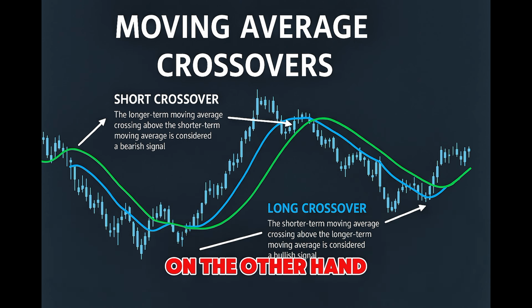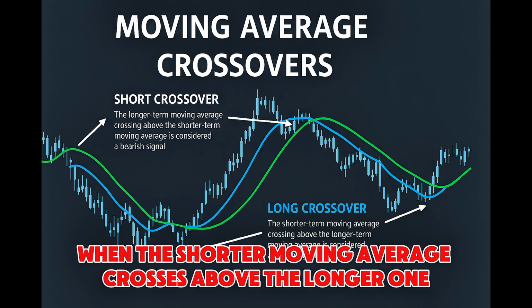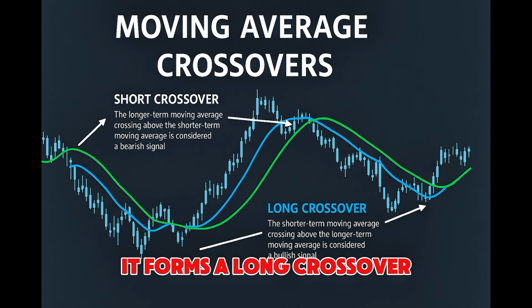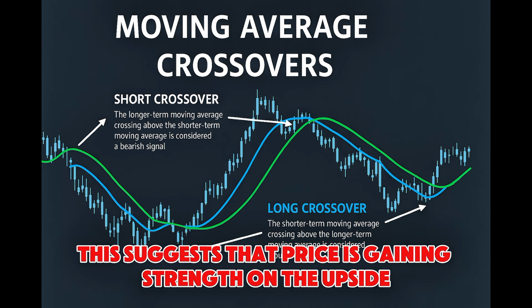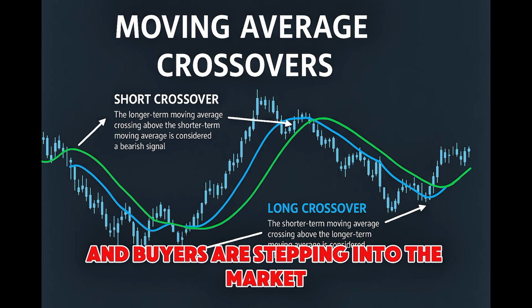On the other hand, when the shorter moving average crosses above the longer one, it forms a long crossover, a bullish signal. This suggests that price is gaining strength on the upside and buyers are stepping into the market.